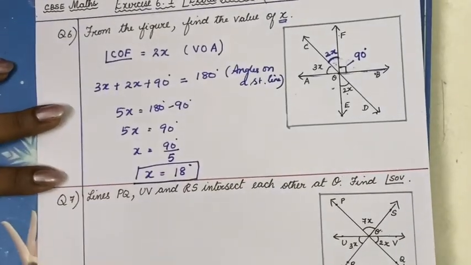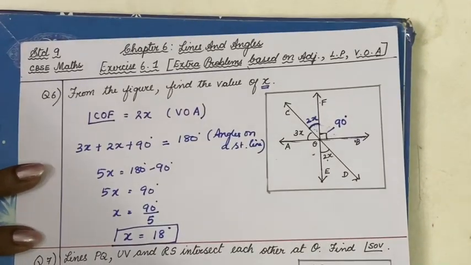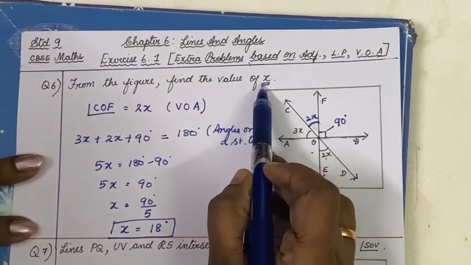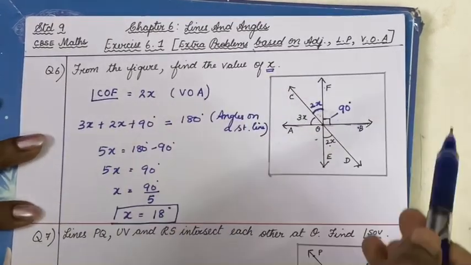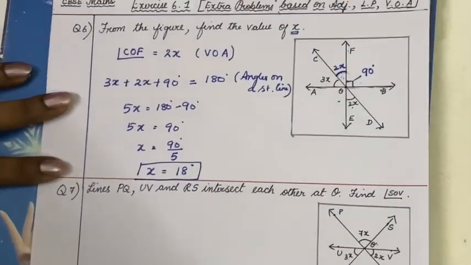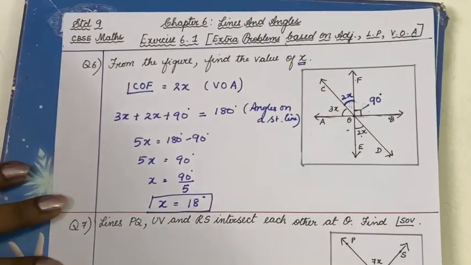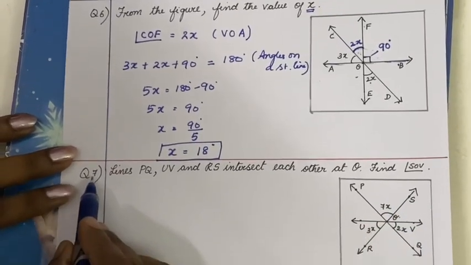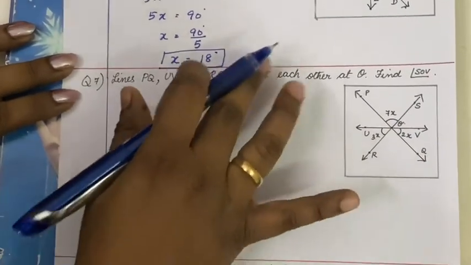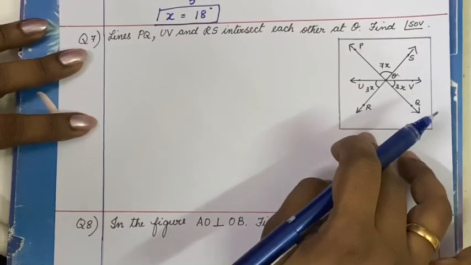So this is my required answer, and in this particular problem they are directly asking you to find the value of x alone. No need to find any more angles. So this is enough. You will get full marks if you find the value of x. Now we'll move on to the 7th question. 7th question onwards, it looks like a similar type of question only.